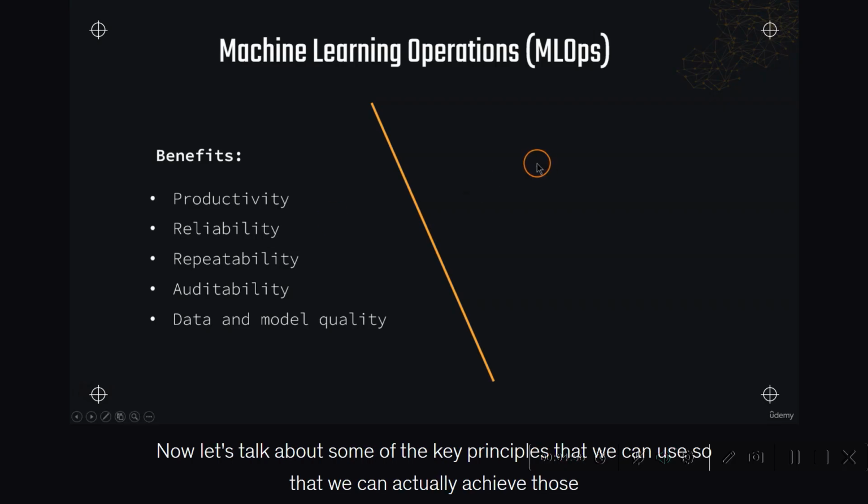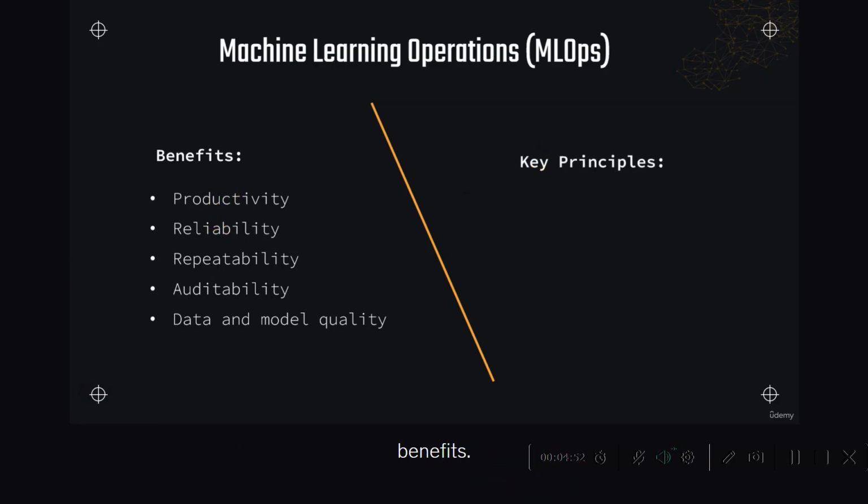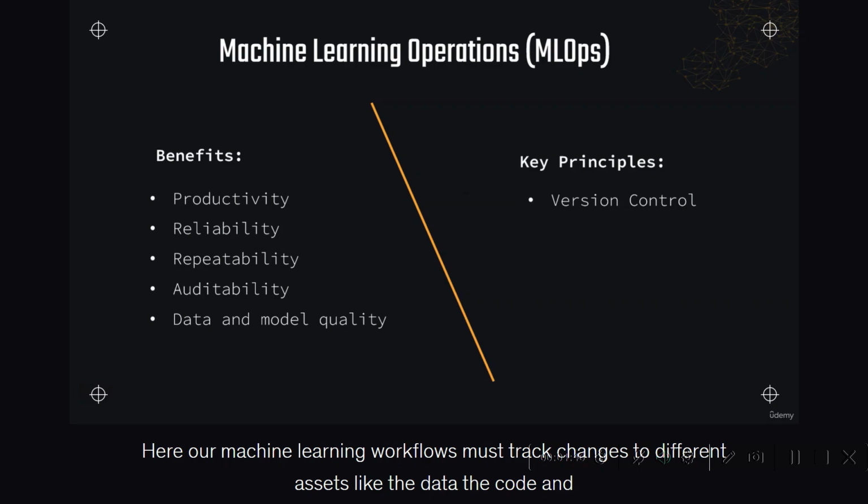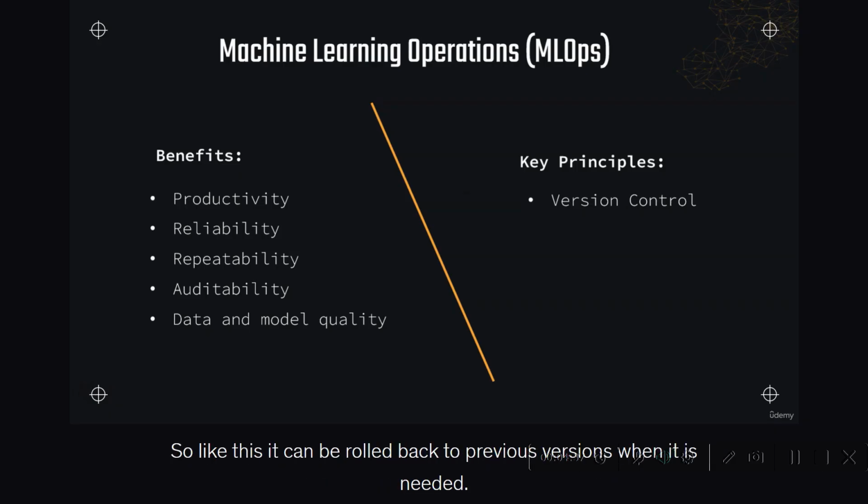Now let's talk about some of the key principles that we can use so that we can actually achieve those benefits. So first of all, we have version control. This is very important for reproducibility. Here, our machine learning workflows must track changes to different assets like the data, the code, and the model. So like this, it can be rolled back to previous versions when it is needed.